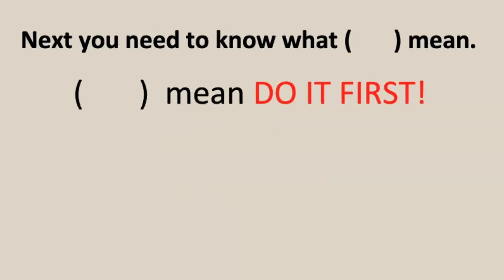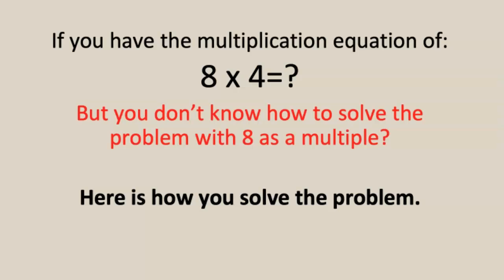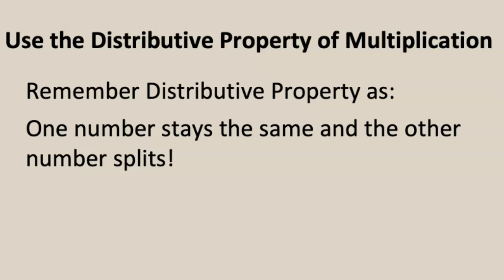Next, you need to know what parentheses mean. Parentheses mean do it first. If you have the multiplication equation of 8 times 4, but you don't know how to solve the problem with 8s as a multiple, here's how you solve the problem. Use the distributive property of multiplication. Remember, distributive property is one number stays the same and the other number splits.